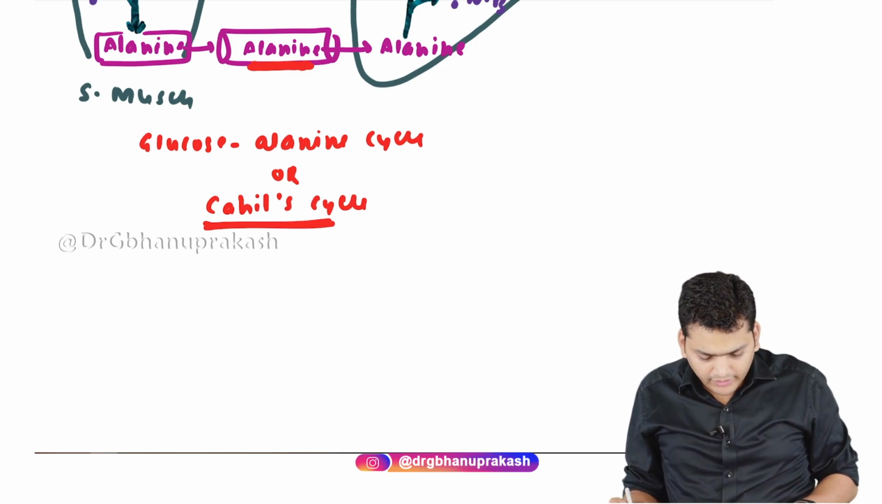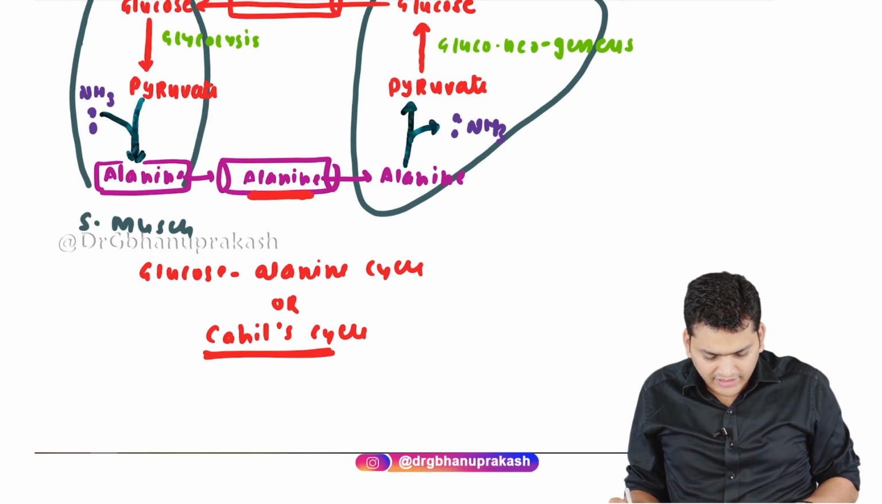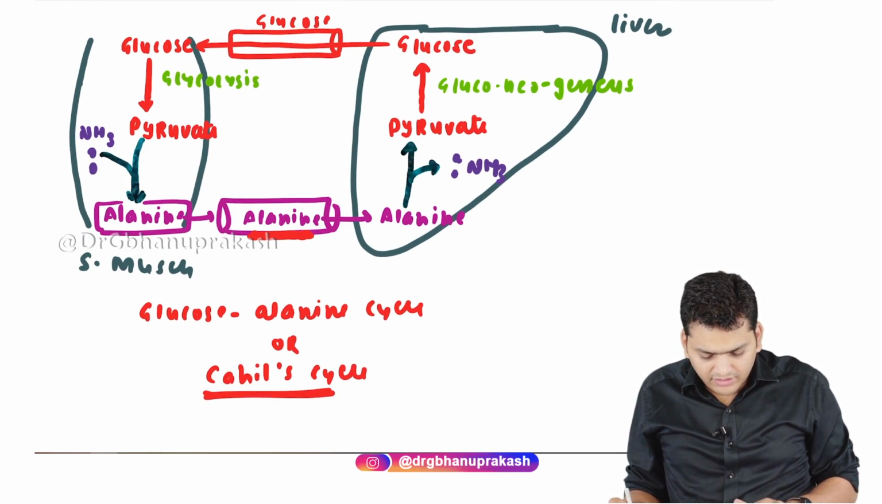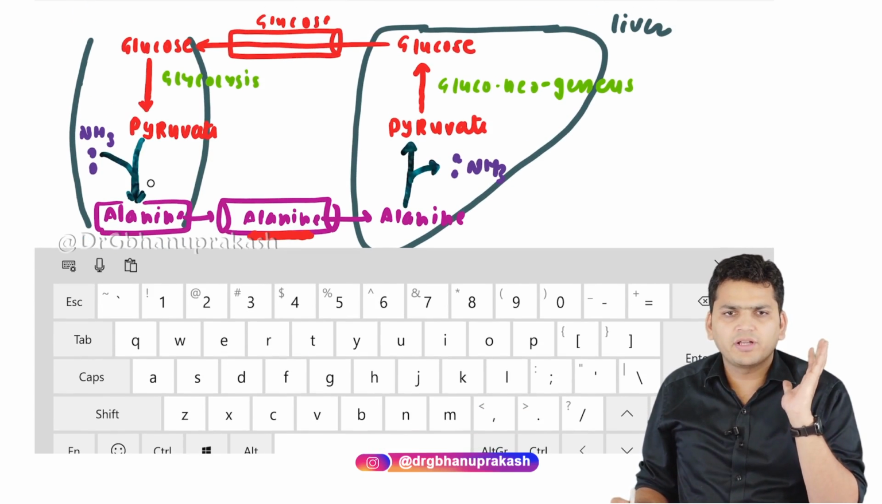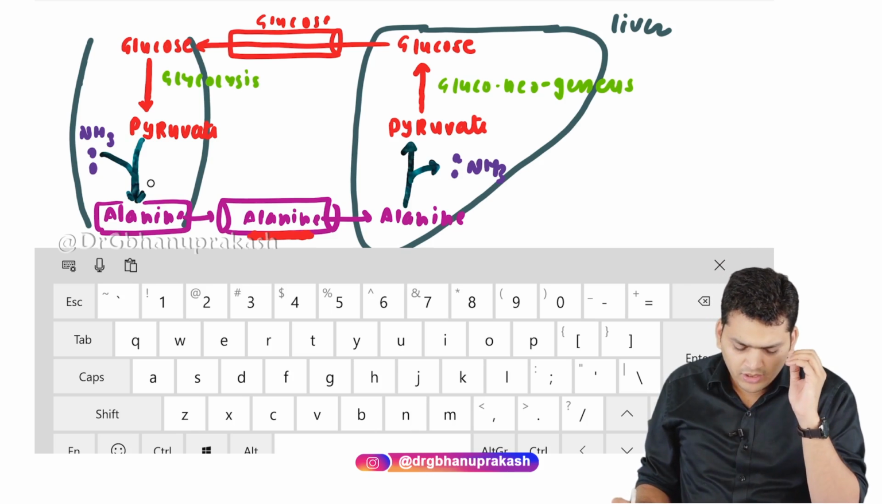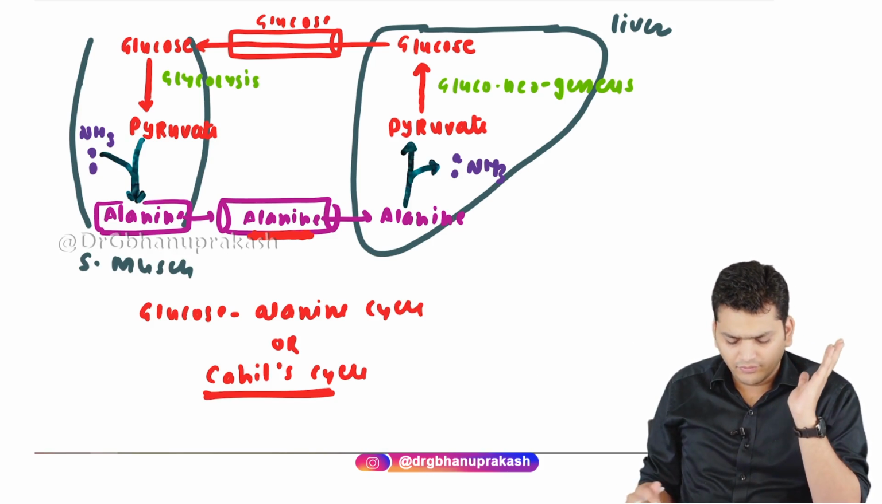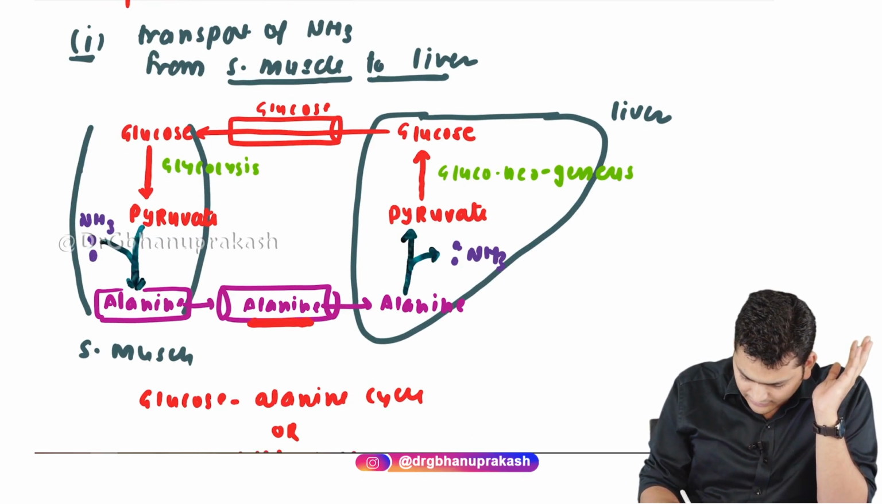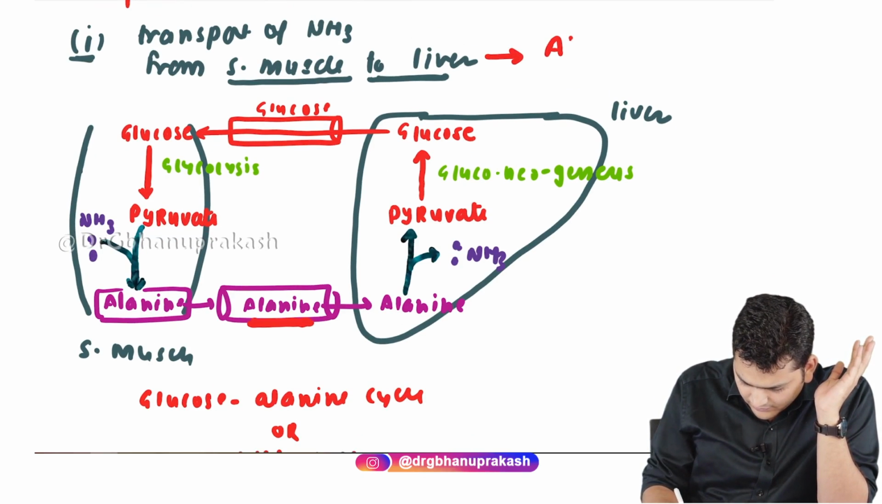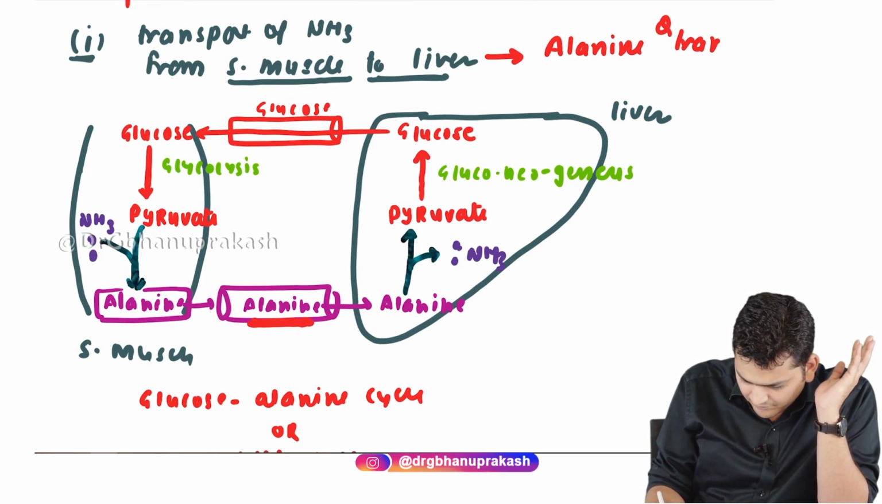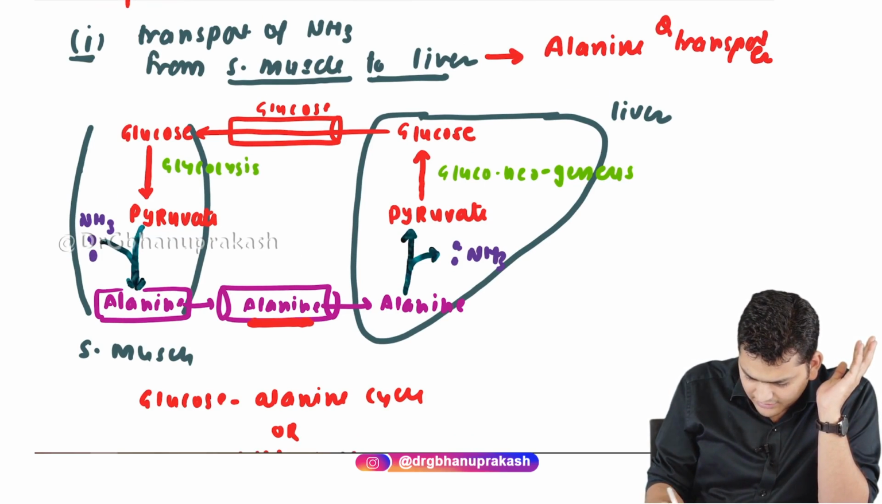The most important thing in this Cahill cycle or glucose-alanine cycle, what they ask, is: what is the name of the transporter? The name of the transporter is alanine. What is the name of the transporter of ammonia from skeletal muscle to liver? The answer is alanine. This is the most important thing that they ask.